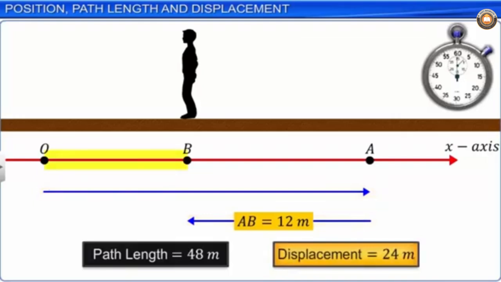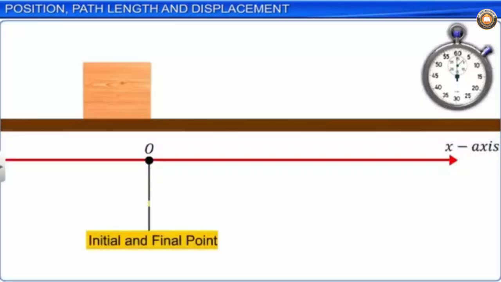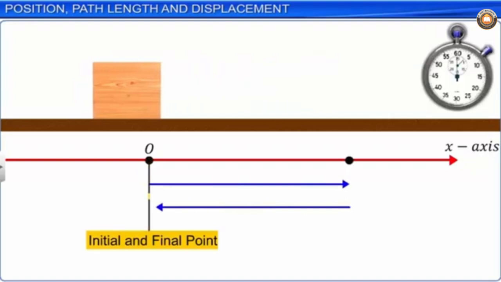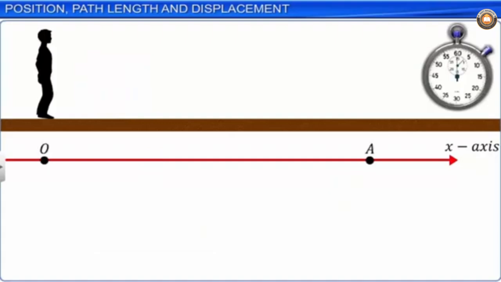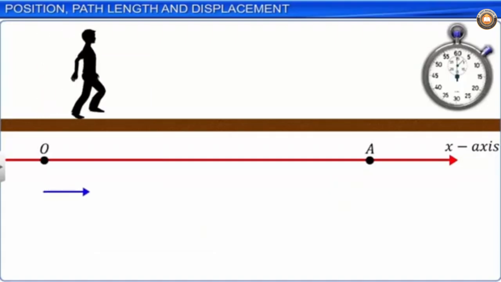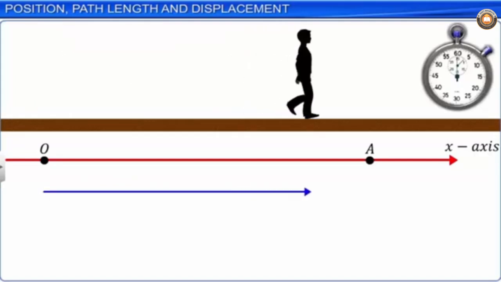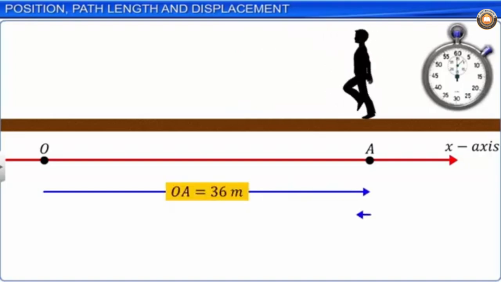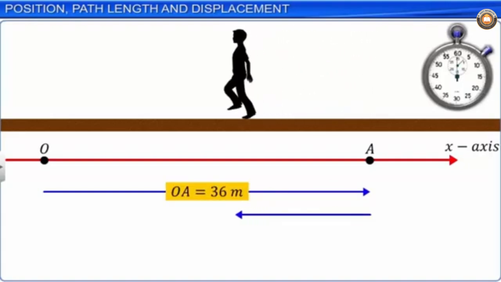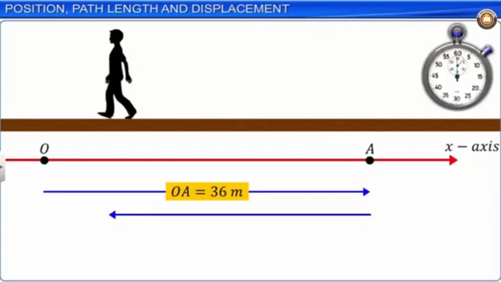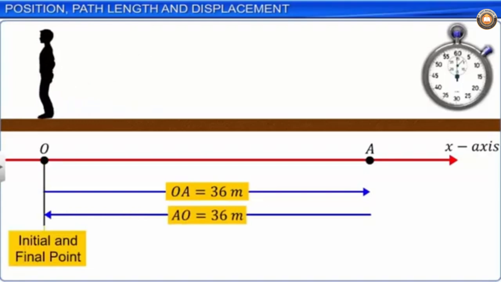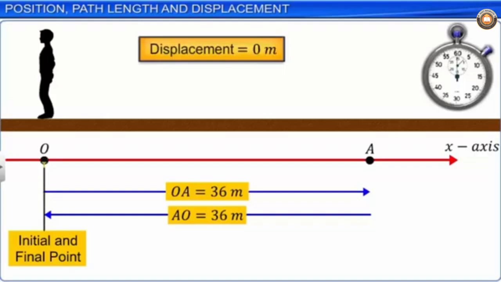There may be cases where the displacement of an object is zero even though it has moved, but its path length will not be zero. For example, the man starts from O, goes to A, and comes back to O. The final and initial position of the man being the same, his displacement is zero. However, the path length of his journey is 72 meters.